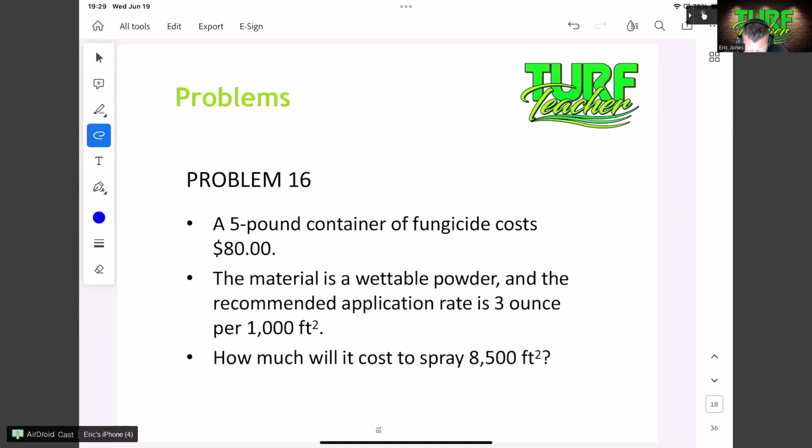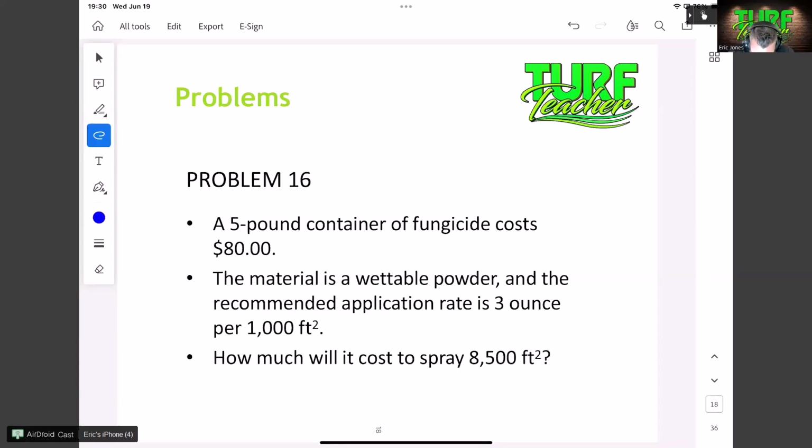Problem number 16. We have a 5-pound container of fungicide that cost us $80. The material is a wettable powder. And the recommended application rate is 3 ounces per 1,000 square feet. How much will it cost to spray 8,500 square feet?